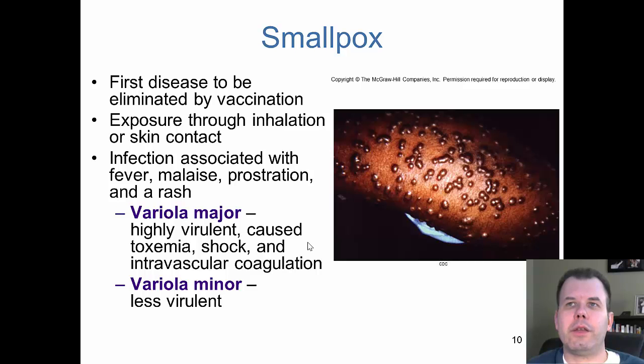Typically, you get fever, malaise, prostration, and a rash associated with this, but there are 2 different strains, the Variola major, which is highly virulent, which can cause toxemia, shock, and intravascular coagulation associated with it, so it's a pretty nasty guy, and the Variola minor, which is less virulent. But again, since we haven't really seen this as generations have moved on since vaccination, we could be at risk of getting these things if they're ever released back out into the public. Now, we've eliminated them, but there are places in the world that carry these strains, and they're kept under tight wraps. However, if they ever get out, they could be a potential biological weapon.